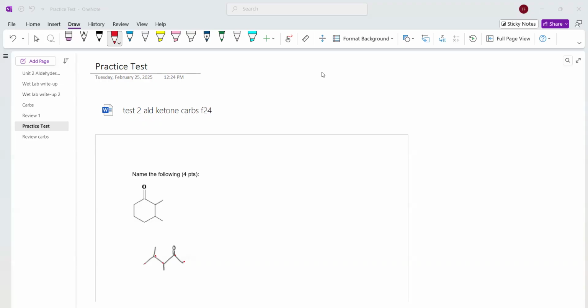All right, on this one, a lot of you in the last test missed the difference between this and this. This is benzene based. This is cyclohexane based. Now, in this case, it's a ketone. And it's cyclohexane based. So this is a six-membered ring.